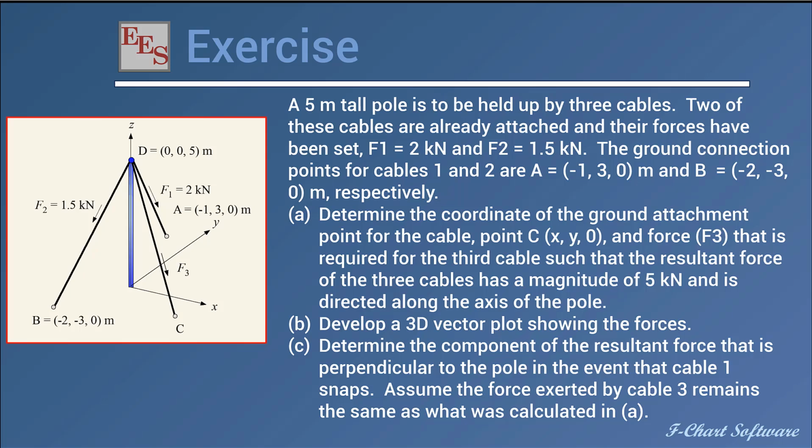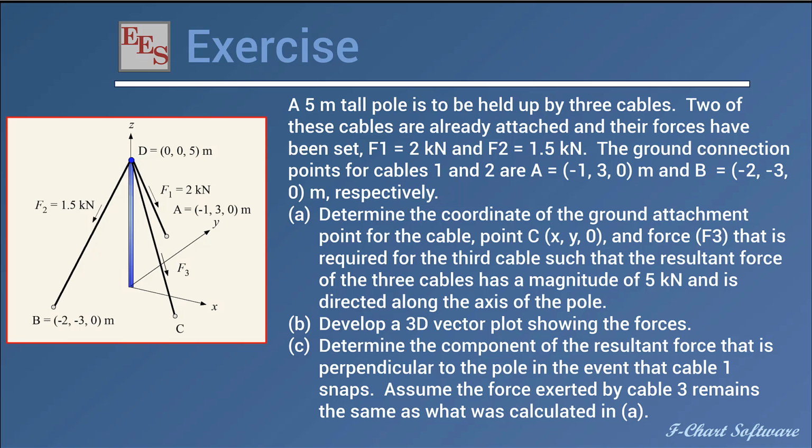So we're supposed to determine where to attach the 3rd cable. So where should point C be on the ground, and what the force in this cable should be, such that the resultant, or the summation of these 3 forces, 1, 2, and 3, is vertically down. So straight through the axis of the pole, and has a magnitude of 5 kilonewtons.